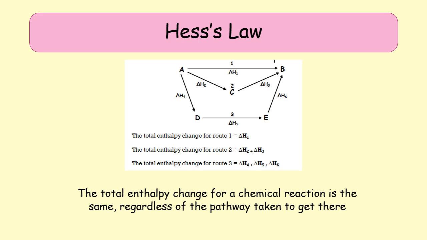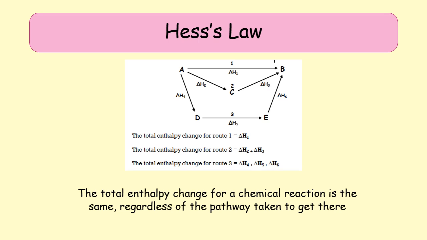Hess's law is a principle that states the total enthalpy or energy change for a chemical reaction is the same regardless of the pathway taken to get there. So in the diagram on that slide, if we were doing a reaction and taking reactants A and turning them into B, that would have an overall chemical change, and they've said that that's delta H1.